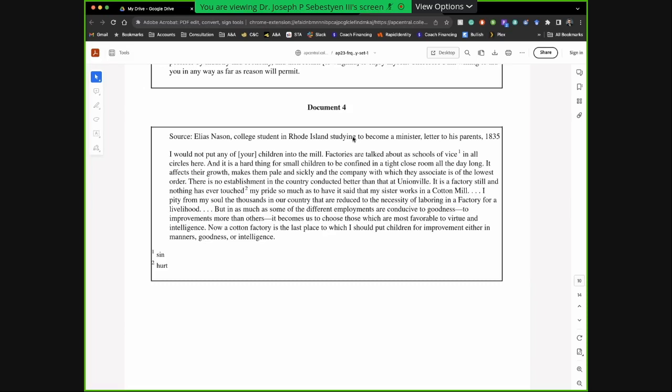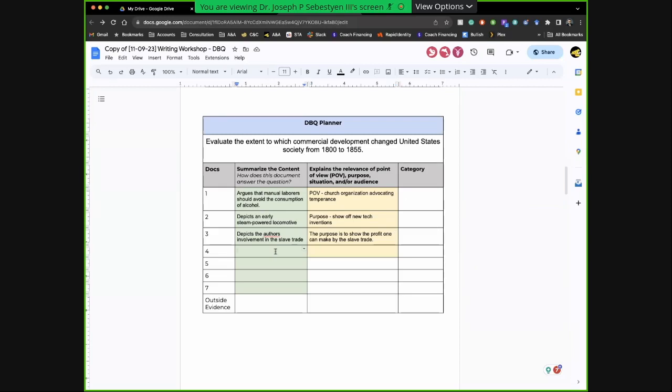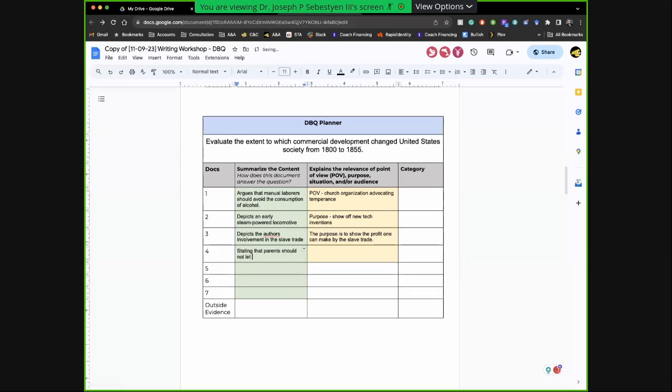But it is as much as some of the different employments are conducive to goodness, to improvements more than others. It becomes us to choose those which are most favorable to virtue and intelligence. Now a cotton factory is the last place to which I should put children for improvement, either in manners, goodness, or intelligence. This document is stating, trying to show the evils of the factory days. Children in mills, it advocates against it.